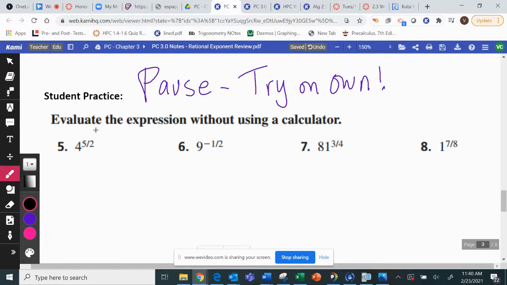Okay, this one here, 4, I'm going to factor that to 2 squared to the 5 halves. I'm going to multiply my exponents. I get 2 to the 10 halves, which is 2 to the 5th, which is 32.